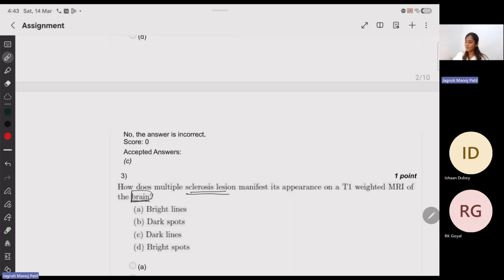So when you're doing MR of brain, if you have multiple sclerosis regions, somewhere you have no longer vessels being there, how will it appear in T1? Would it be bright, dark, what? So lines or spots? Spots, yes. And which ones? Bright, dark? Bright. Exactly.